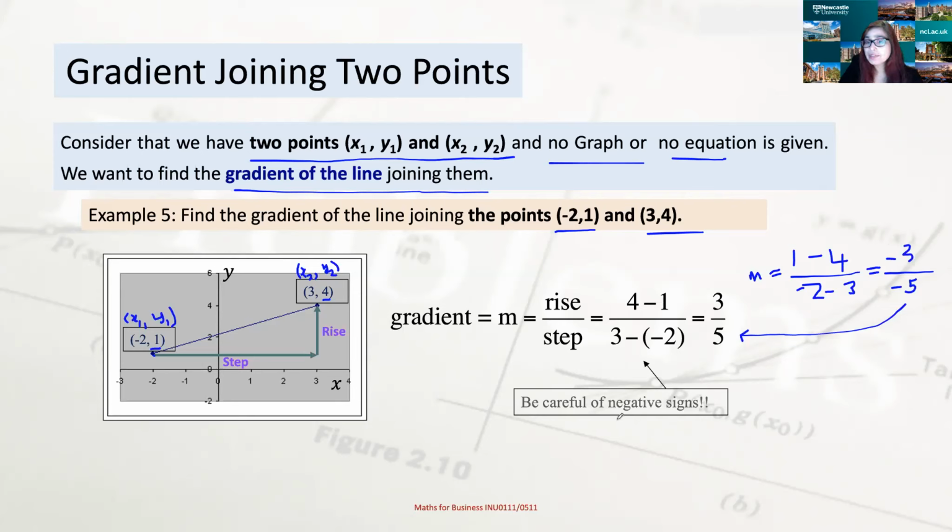So be careful with the negative signs, okay? You can do either way, okay? Max can be done in n number of ways. That's what I tell my students always. As far as the logic is correct, you are right, yeah? So you can do it this way or that way. Both are correct, okay?